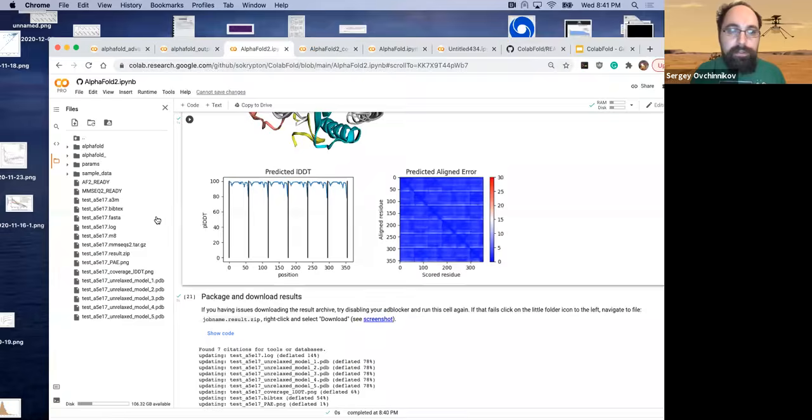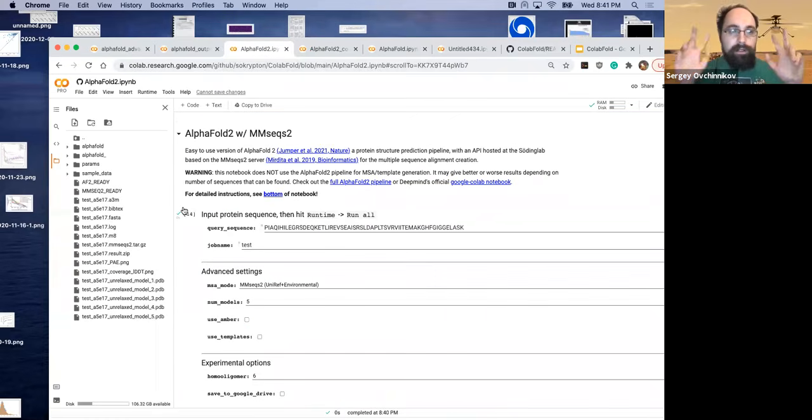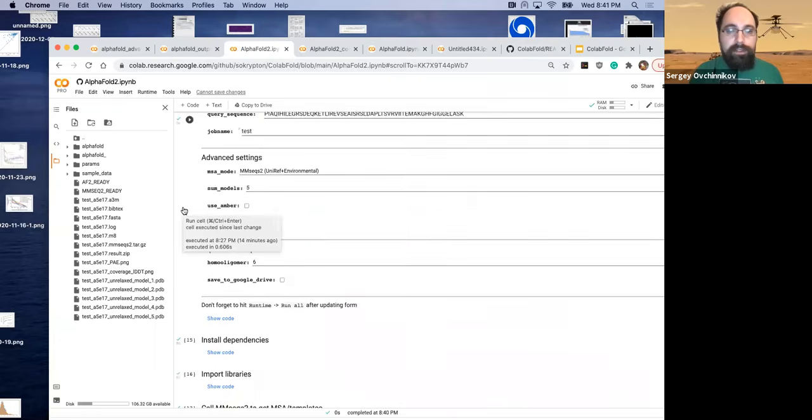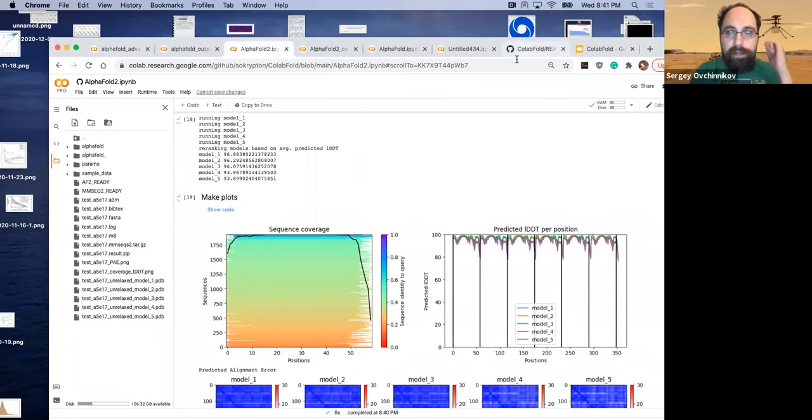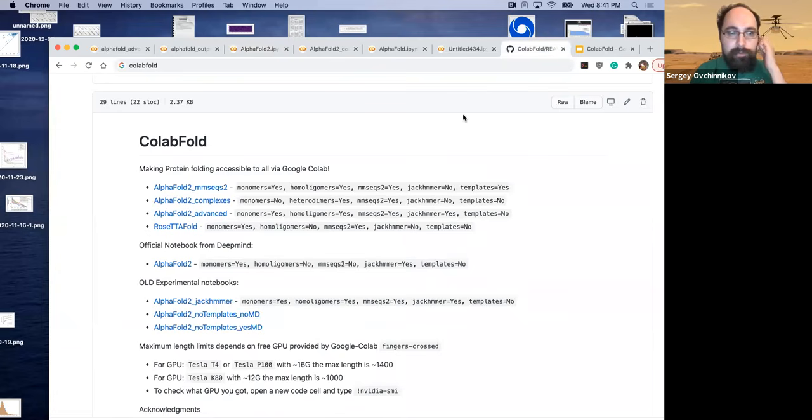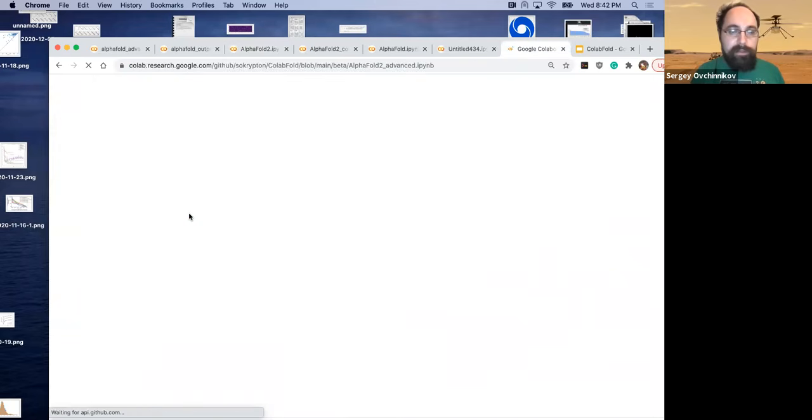Okay, so this is our default notebook that uses MMseqs, and it gives you the basic features that I talked about. But now let's say you want to get a little fancy. You're like, you know what? I want to actually try changing the recycle number. I want to try different alignment methods. This is where I would suggest the advanced method comes into play.